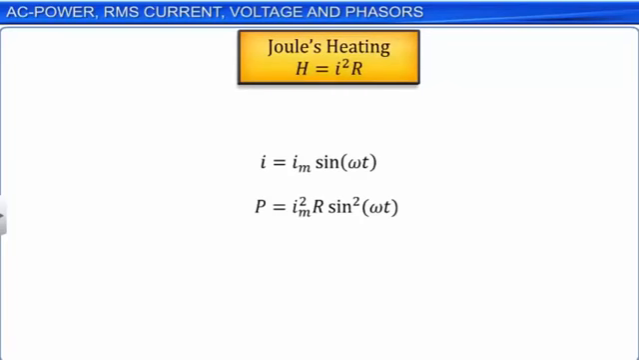Earlier, we learned that the current through an AC circuit containing a resistor is given by I is equal to Im sine omega t. On substituting the value of I in the equation for power, we get P is equal to Im square R sine square omega t.